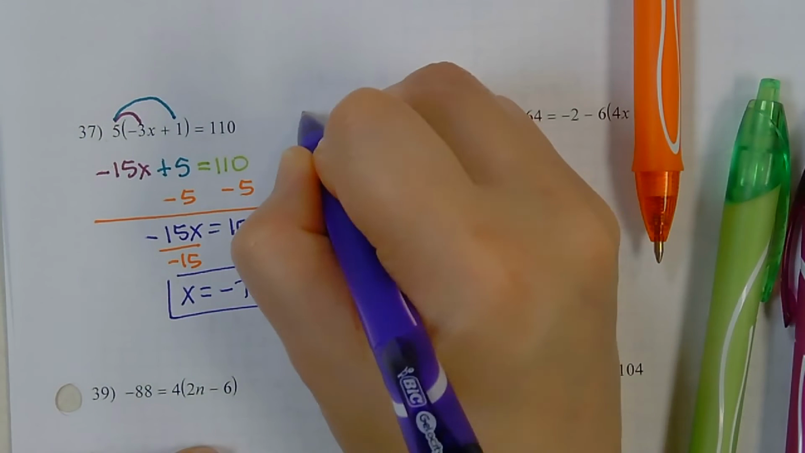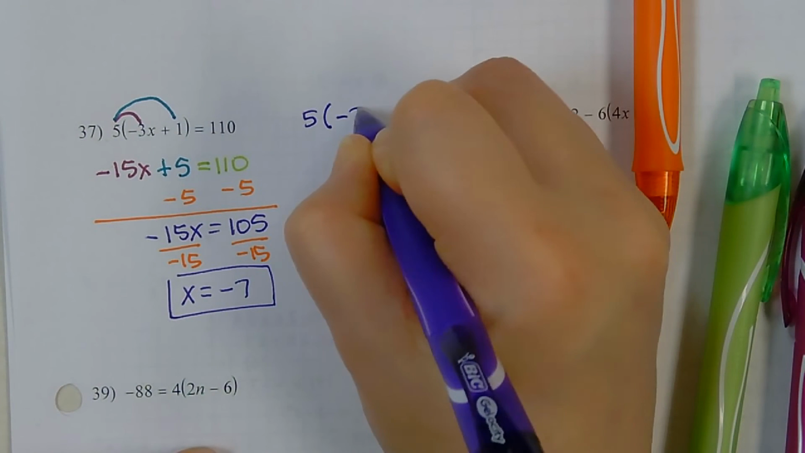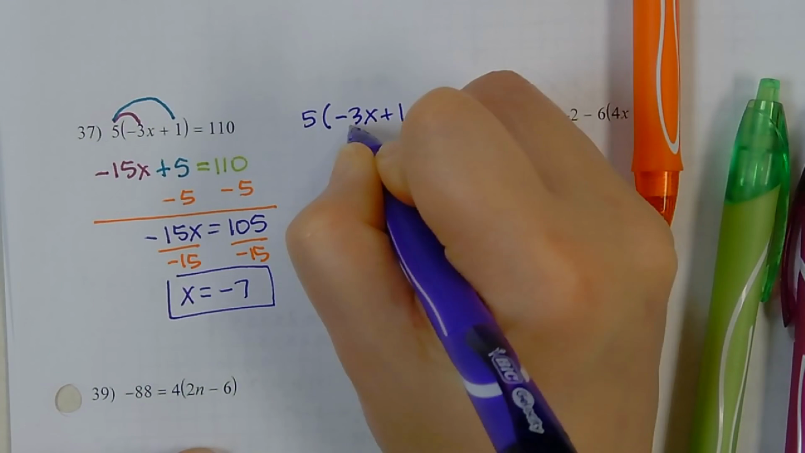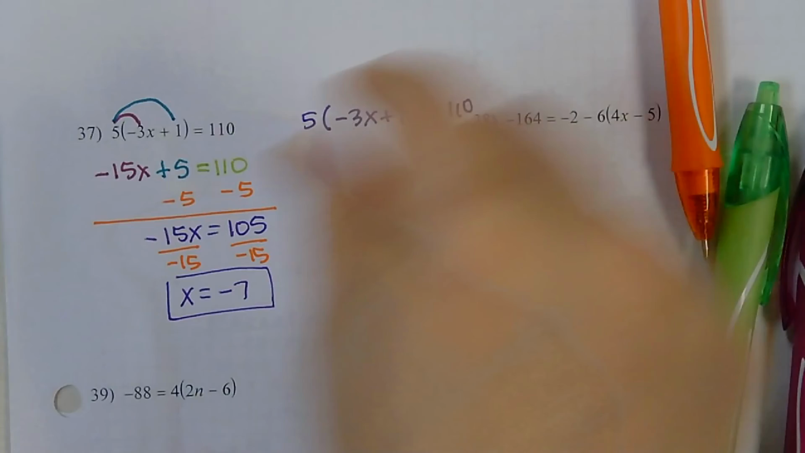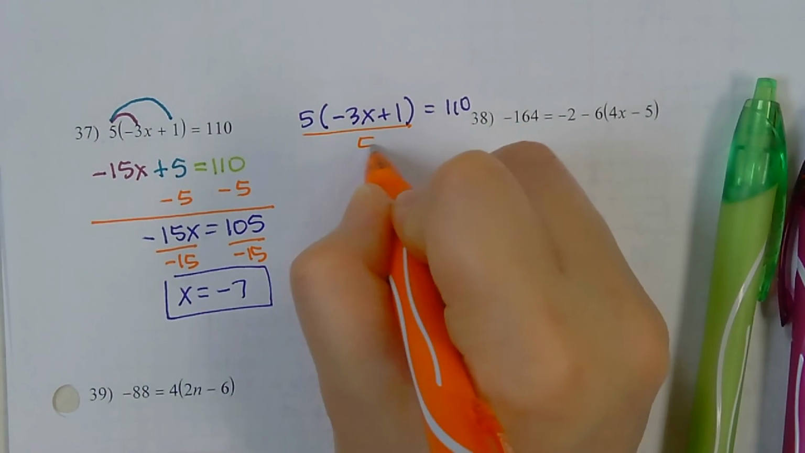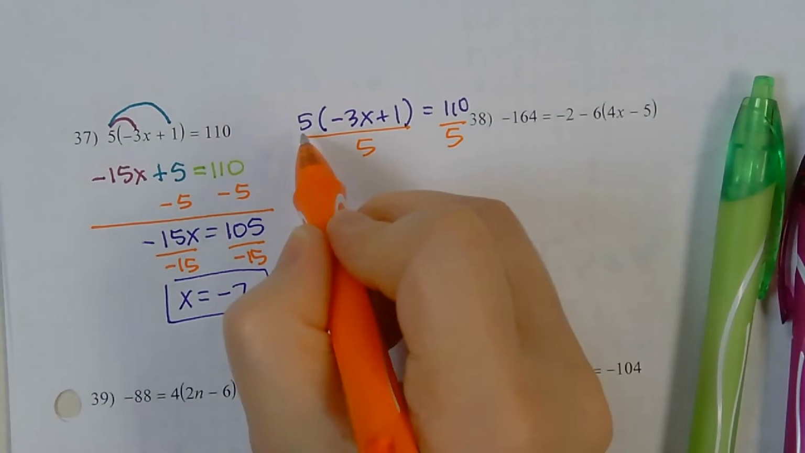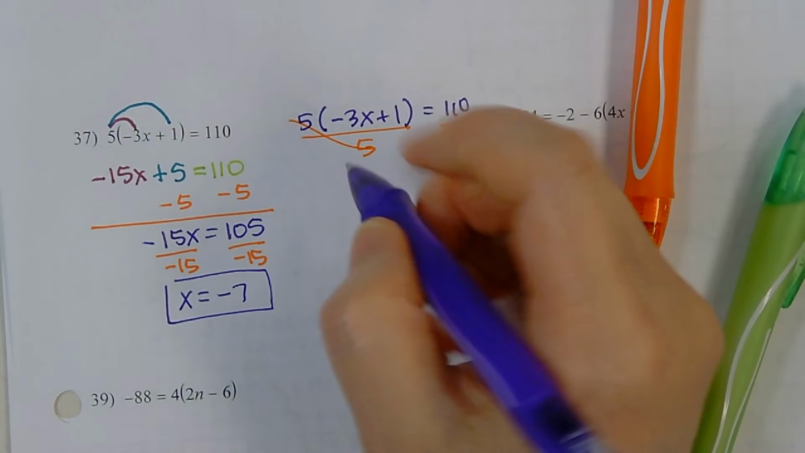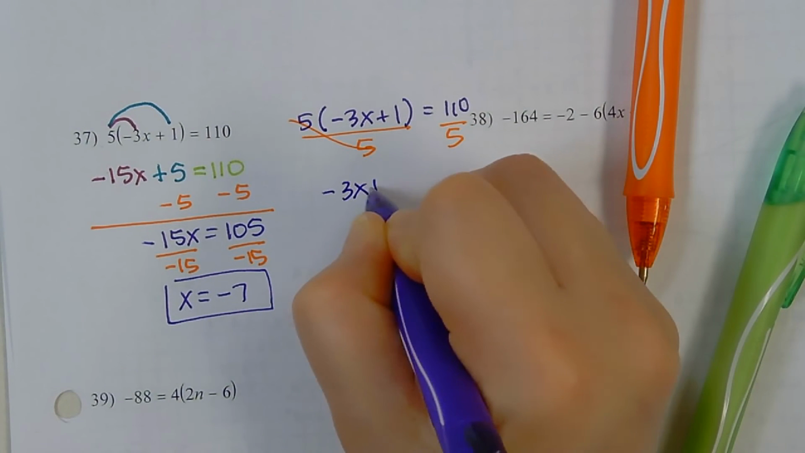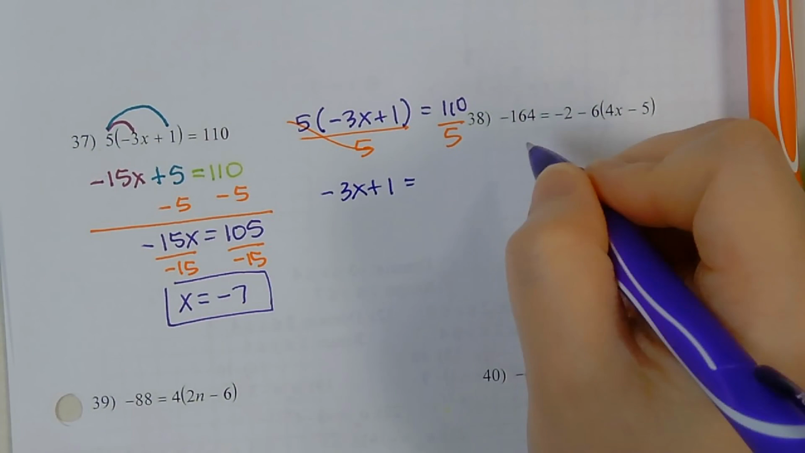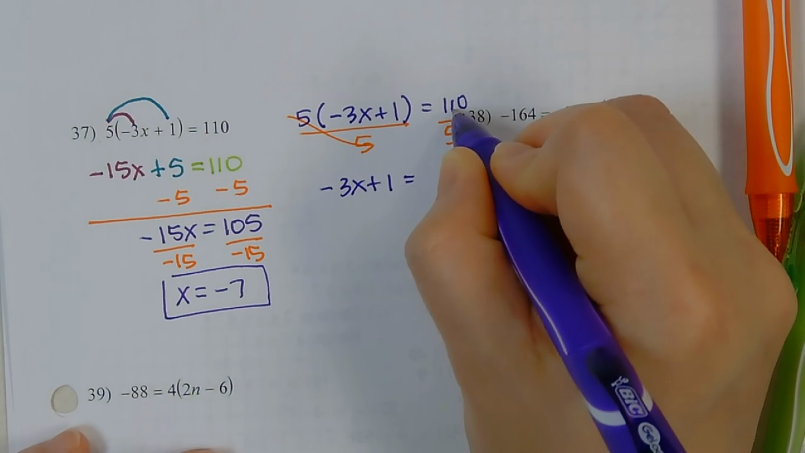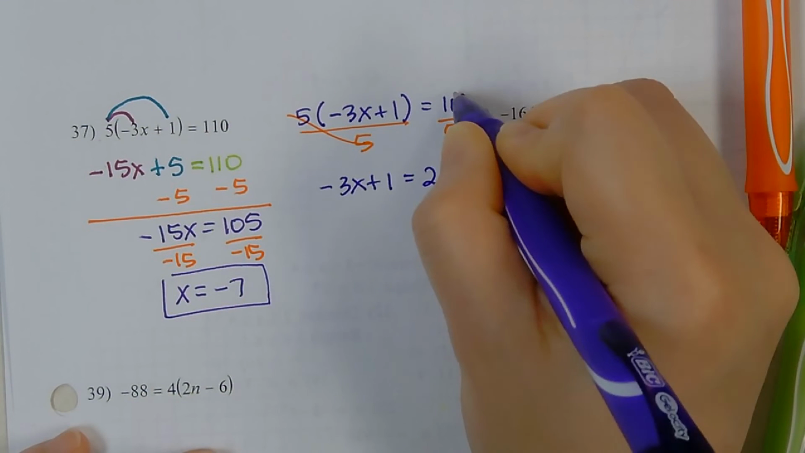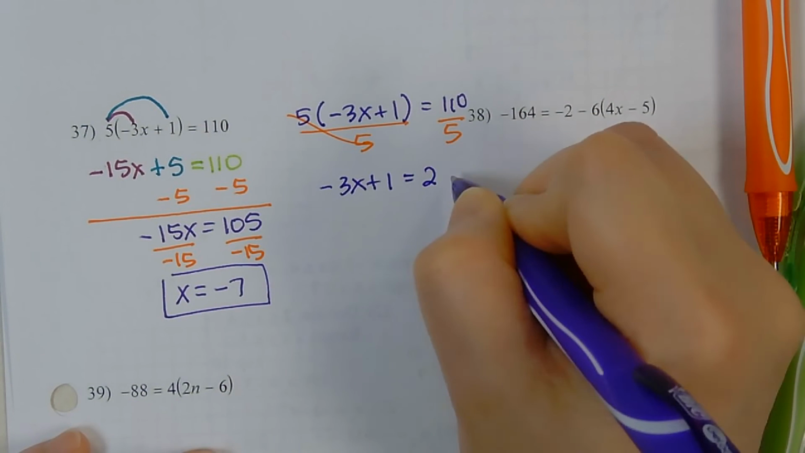So let me show you the other way just so that you can see what it looks like. So 5 parentheses negative 3x plus 1 is equal to 110. And so this time I am going to divide both sides first by 5. Right, so the 5's cancel out. So I have negative 3x plus 1. The reason why I like this way is because I have smaller numbers to deal with. Right, 5 goes into 11 2 times, remainder 1. 5 goes into 10 2 times.